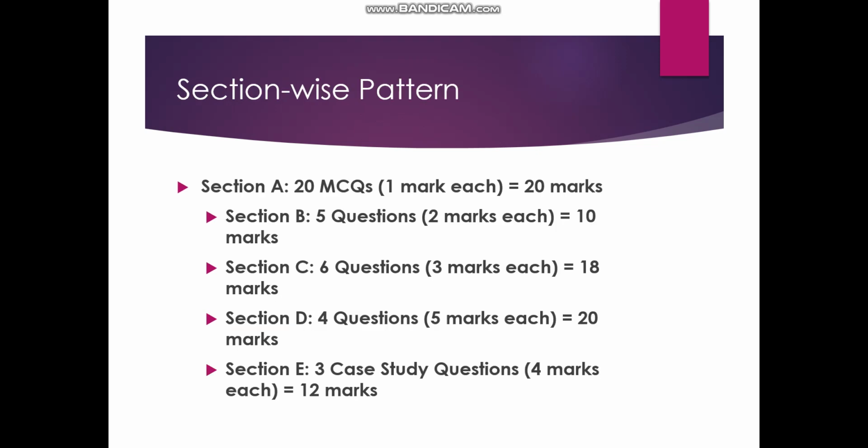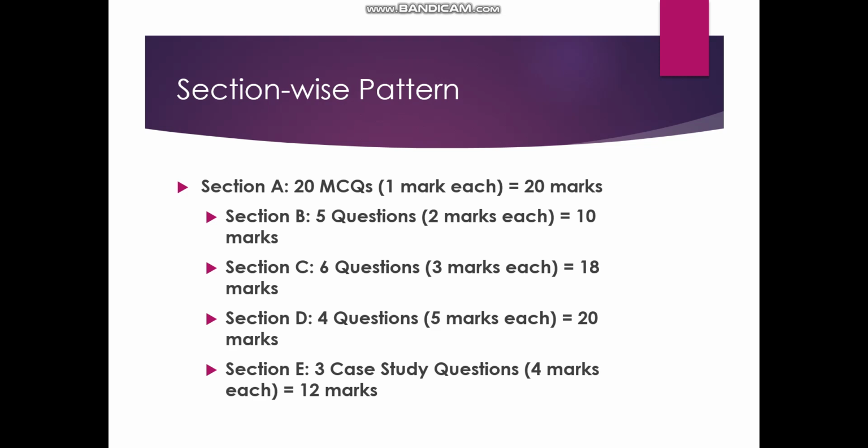This is the section-wise pattern. You can see here section A consists of 20 MCQs, that means 1 marker questions. For each MCQ you have 4 available options, and amongst the 4 options you have to choose only one option, which option is correct. That means 20 MCQs for 20 marks.